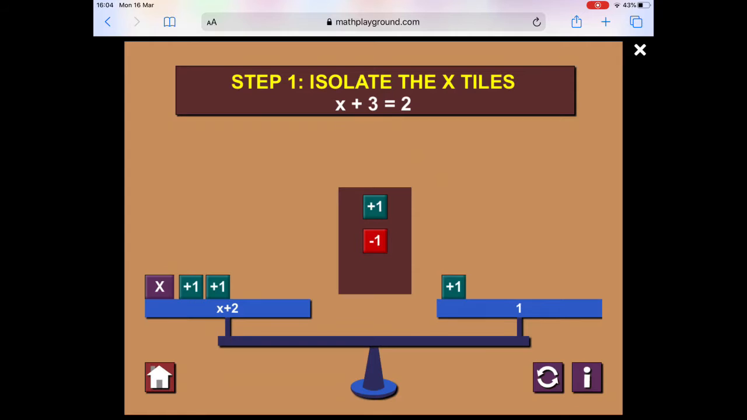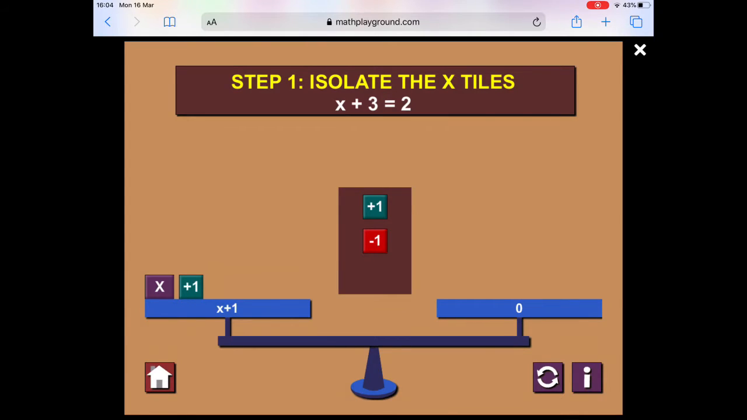Now I'm left with x plus 2 is equal to 1. And you'll notice that when I press that -1 button, it actually takes 1 away from both sides of the equation. That's one of the first rules we have with equations, where we have to do what we do to one side to both sides of the equation.